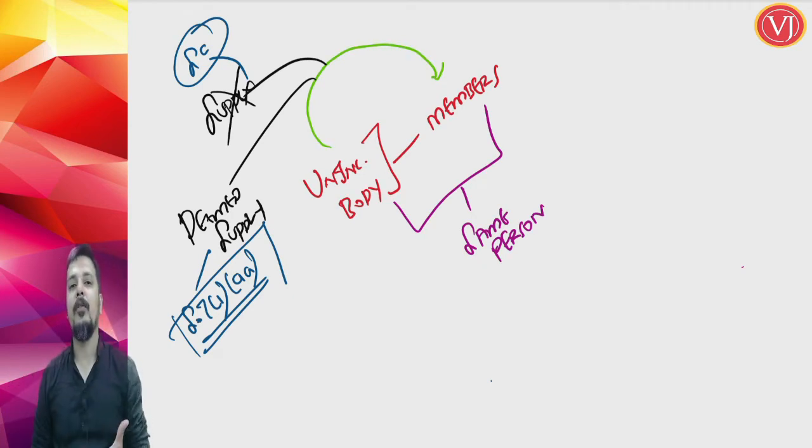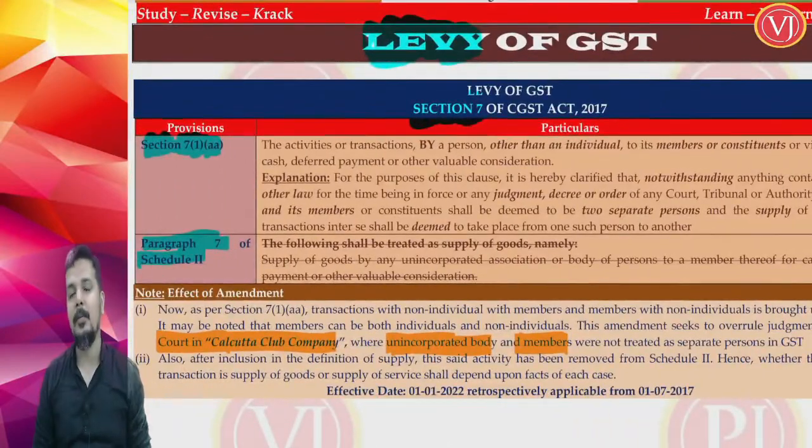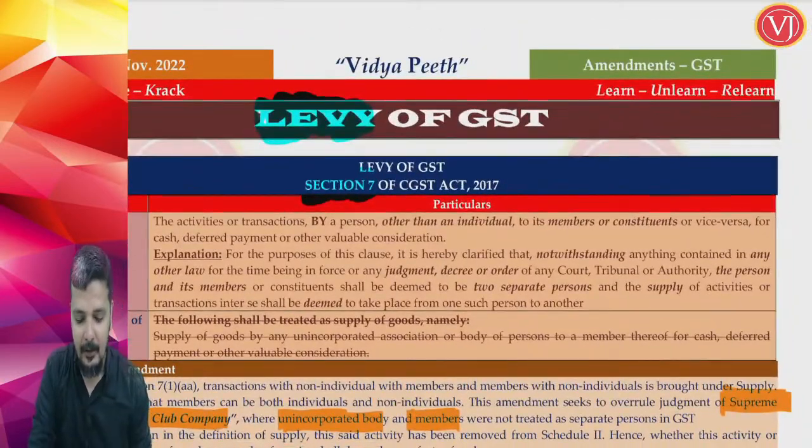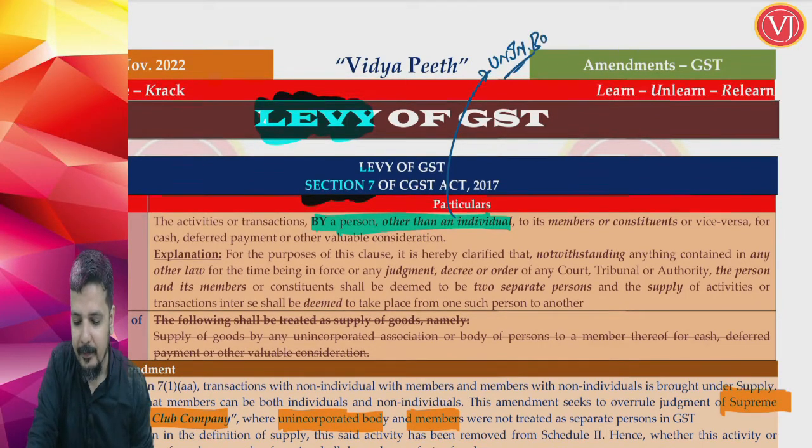To effectively overrule the Supreme Court judgment, they brought in your section 7 subsection 1 clause AA to tell that now it is deemed supply. So effectively it was to overrule the Supreme Court ruling in case of Calcutta Club Company. How they did it? Look at the wordings that they have brought in. So they are telling that activities or transaction by a person other than individual. So when you're talking about by a person other than individual, basically the focus is on your unincorporated body.